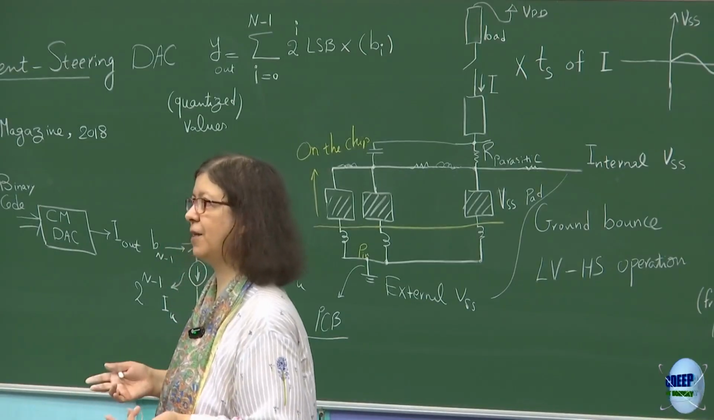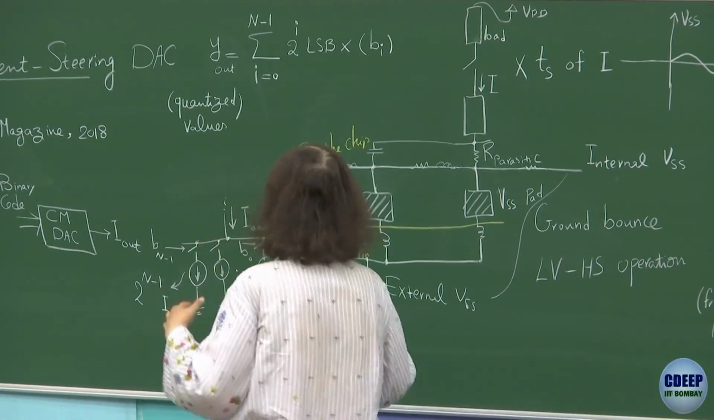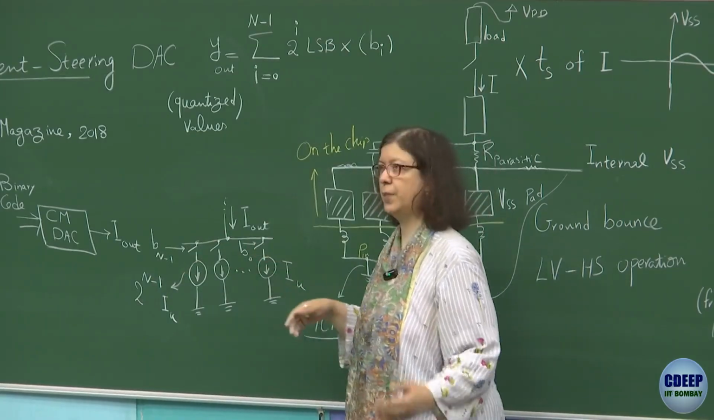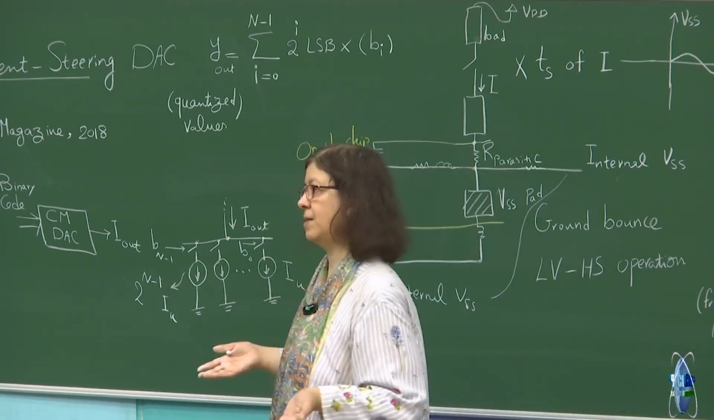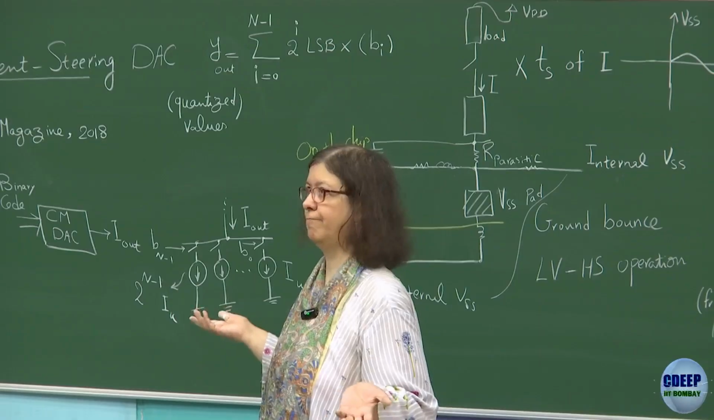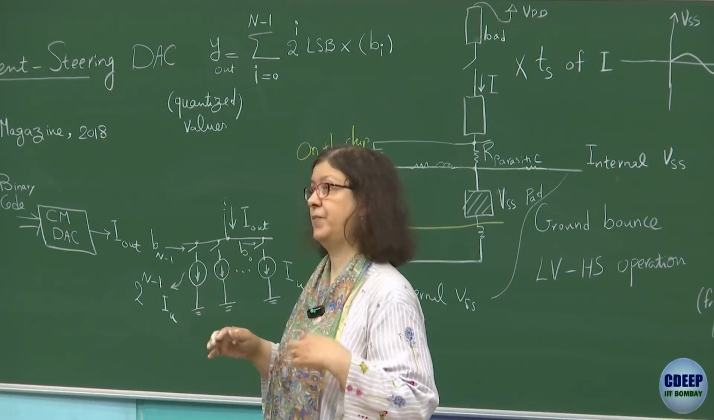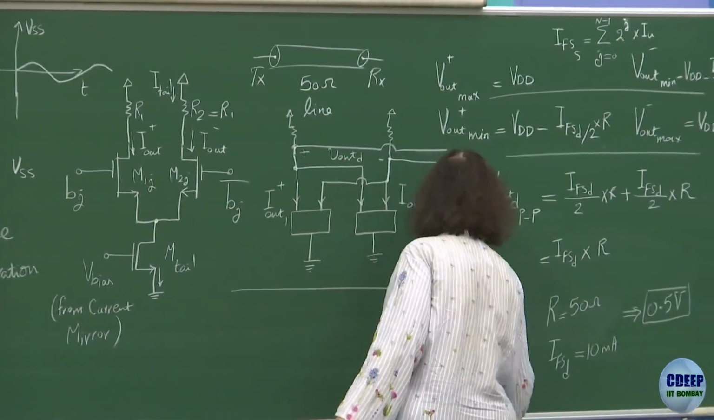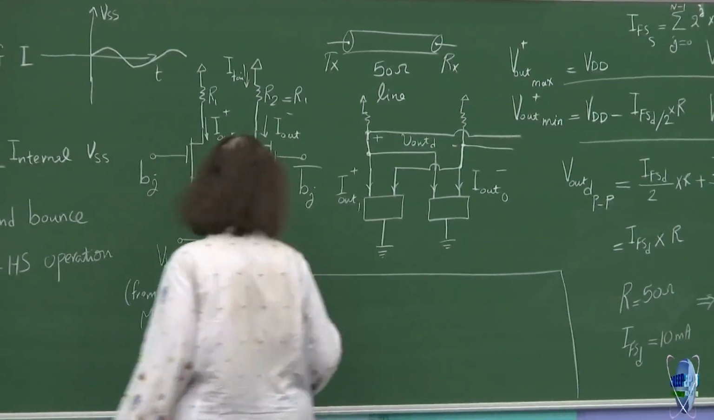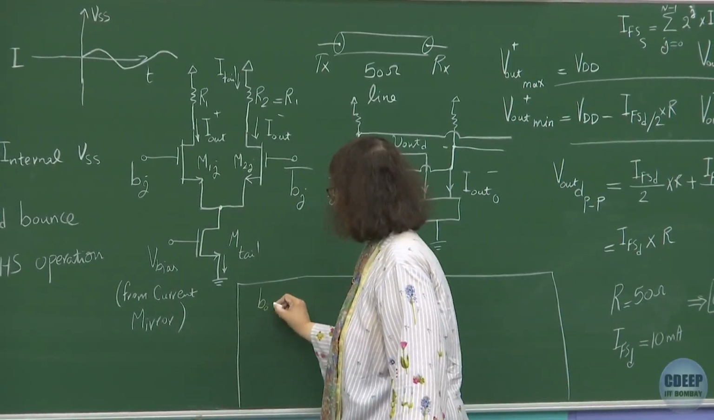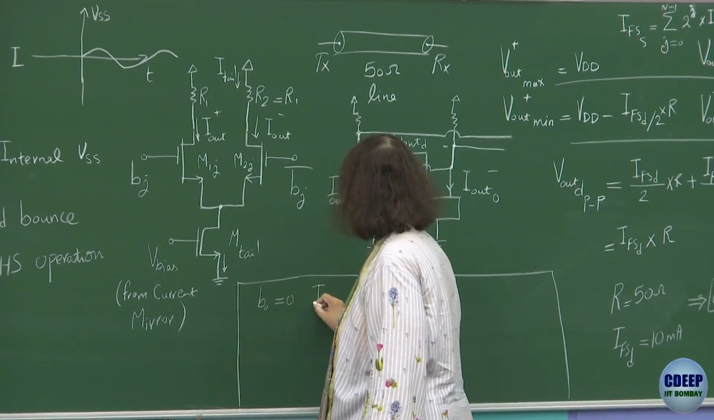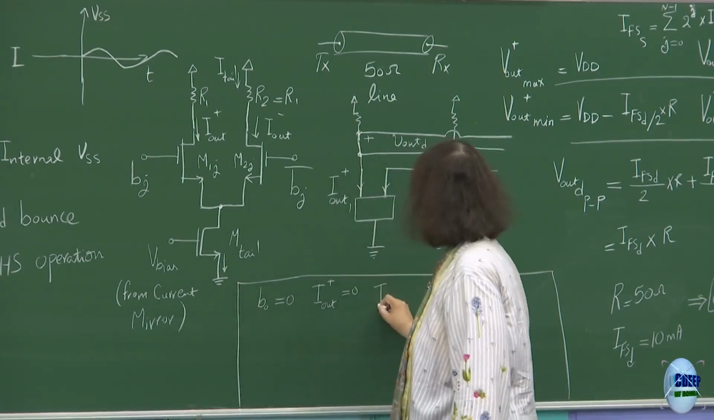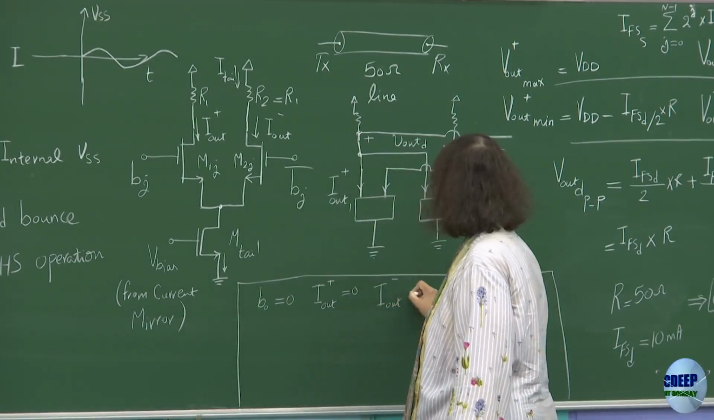Because we are looking differential. See, let's say look at the difference of currents. Forget about even resistor. I out plus is, say, IU. I out minus is 0. So you will get IU differential. The other way around, let me write it for 1 bit. So suppose B0 equal to 0. So I out plus is equal to 0. I out minus equal to IU.